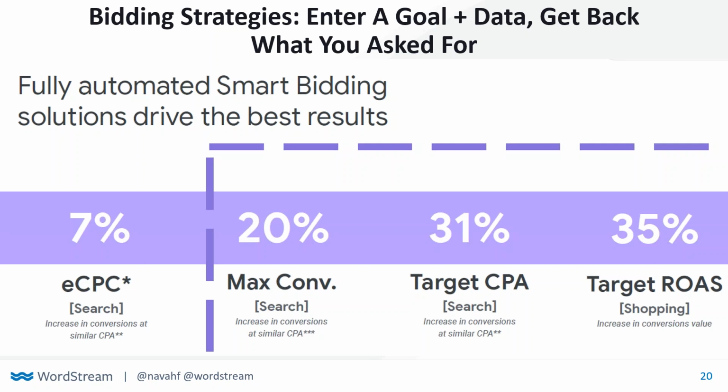Max conversions, when we say, Google, I want you to spend my budget, yet deliver me as many conversions as possible, gets 20% more with a similar cost per acquisition. Target cost per acquisition, or TCPA, sees a 31% increase with comparable CPA, and target ROAS, a 35% improvement in ROAS. So bidding is really about giving Google or Bing a goal and getting back what you ask for.